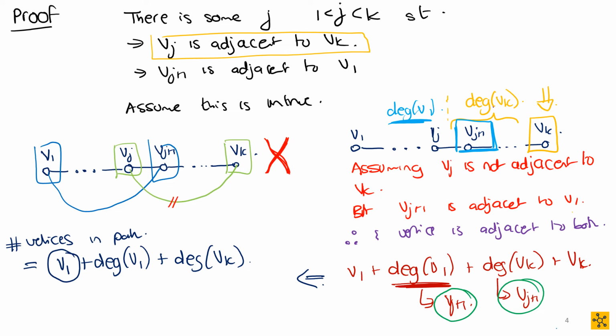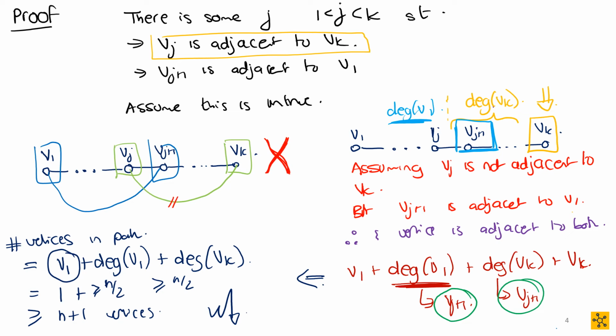But now you know that you have 1 plus greater than or equal to n over 2, greater than or equal to n over 2, so you're going to get greater than or equal to n plus 1 vertices. So again here you have more vertices in your path than you actually have in your graph, which is a contradiction.